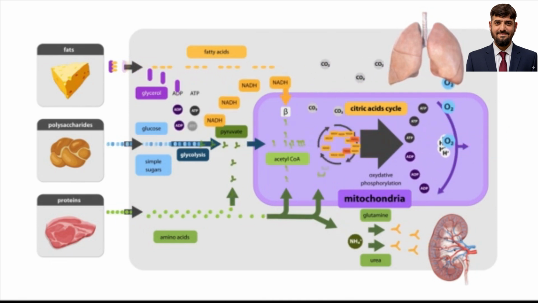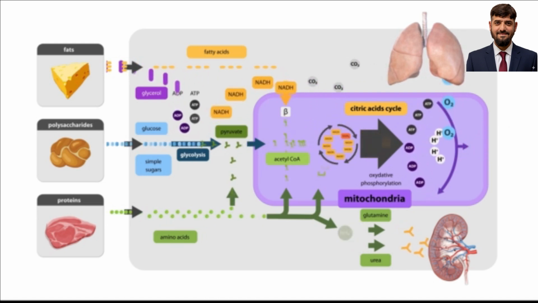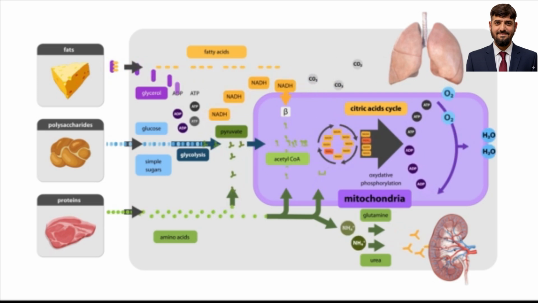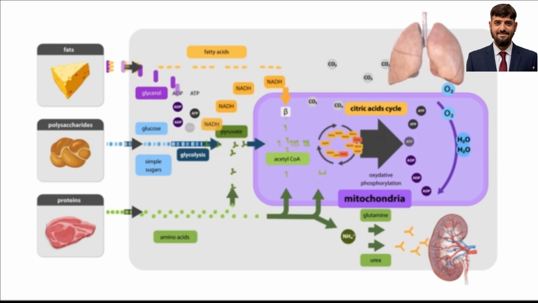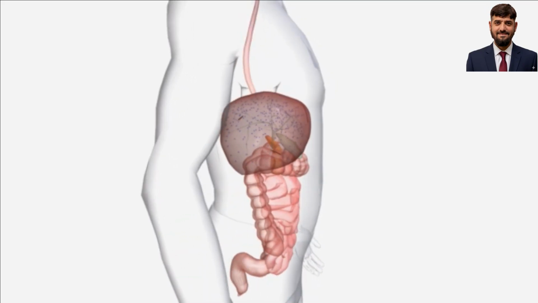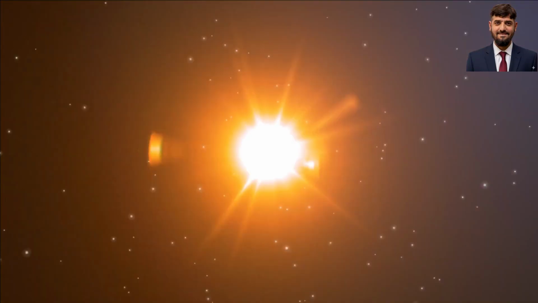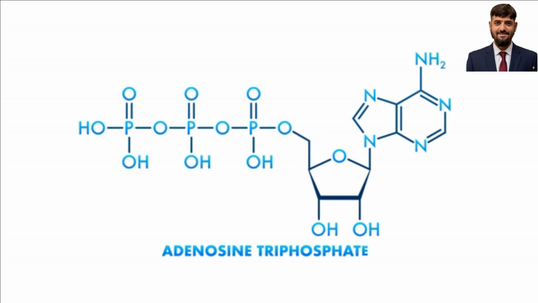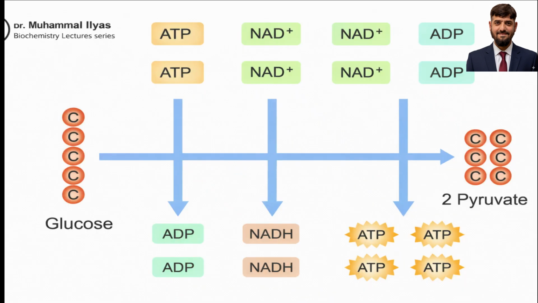glycogenesis, glycogenolysis, gluconeogenesis. We will study each of these pathways step by step in upcoming lectures. So today we learned what is metabolism, why cells need energy, how ATP and coenzymes work, and a basic overview of carbohydrate metabolism. In the next lecture, we will start with glycolysis in detail.